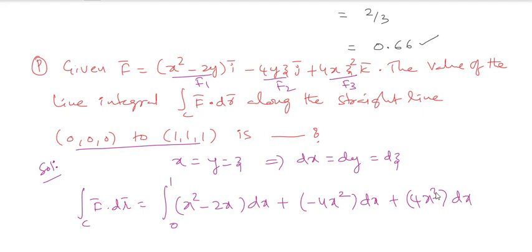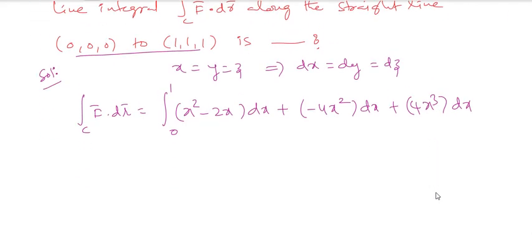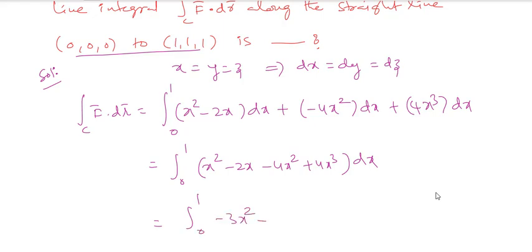If it is possible you can just go through this and check it out here. It is the integral from 0 to 1 of (x square minus 2x minus 4x square plus 4x cube) dx. This is a common term. So from this you will have the integral from 0 to 1 of (minus 3x square minus 2x plus 4x cube) dx. So for this you can do the integration. Am I right or not?